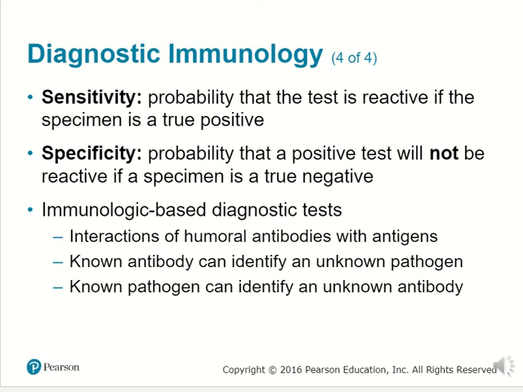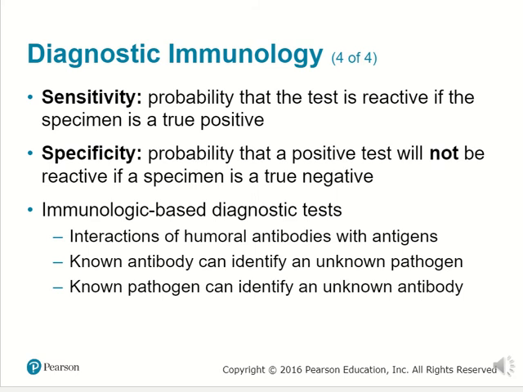Okay, getting to some new terms. Sensitivity, which is the probability that a test is reactive if the specimen is actually there. And then specificity, which is the probability that a positive test will not be reactive if a specimen is definitely not there.